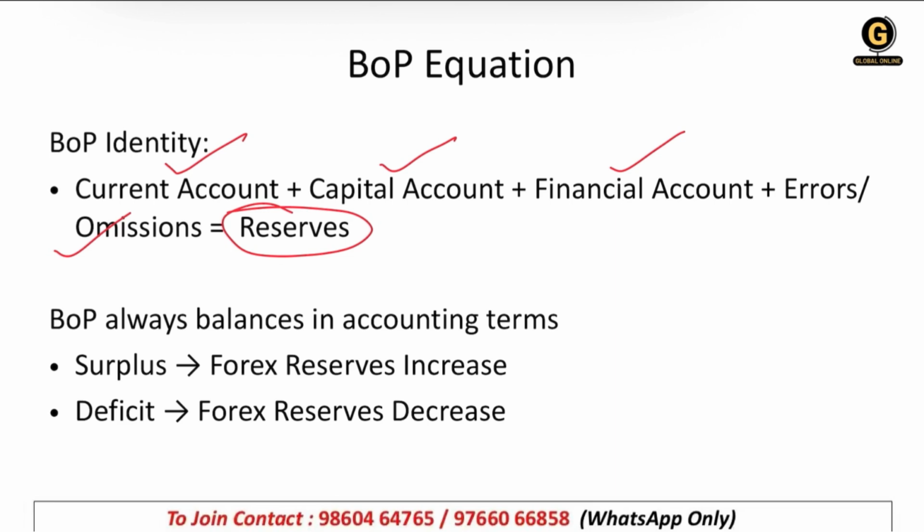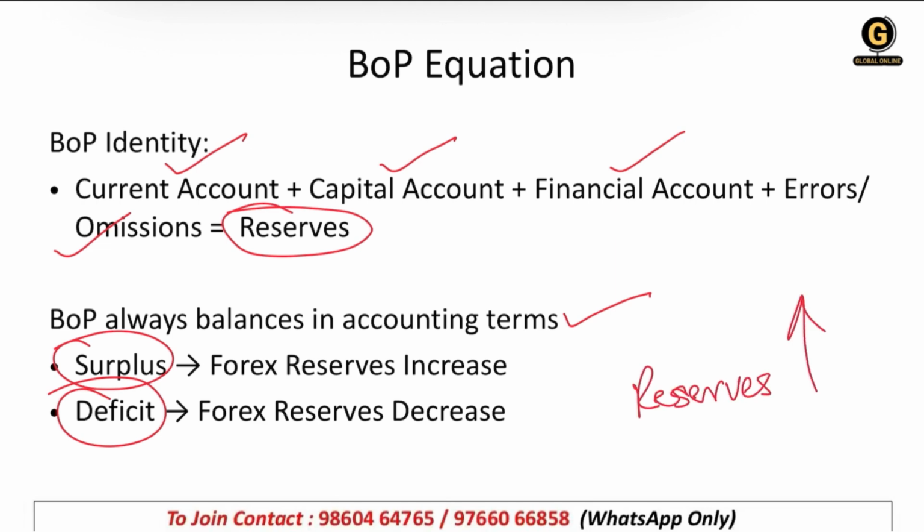Next thing, the BOP always balances in accounting terms. Whatever reserves or balance we have after the calculation, we have it in a surplus or deficit. Surplus means forex reserves are increased. If your reserves are more, that is called surplus. If your reserves are lower, then it is called deficit. Understanding? So it will be either surplus or deficit. If forex reserves are decreasing, that is deficit.